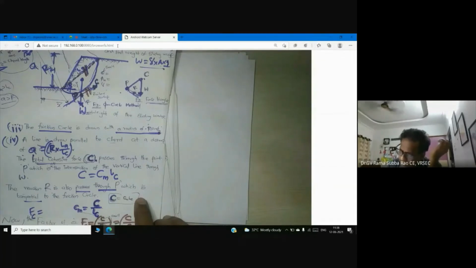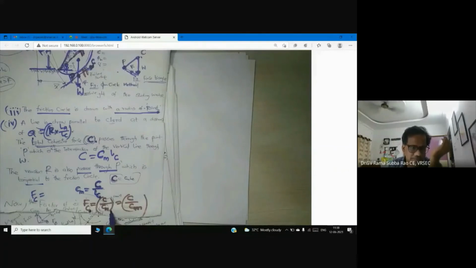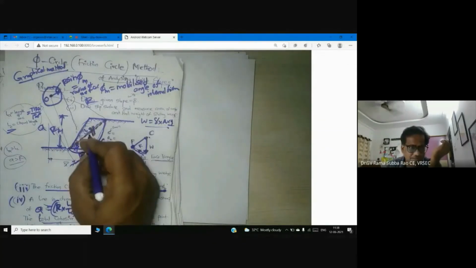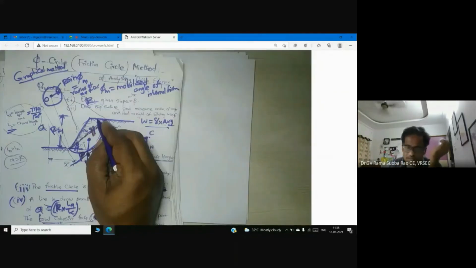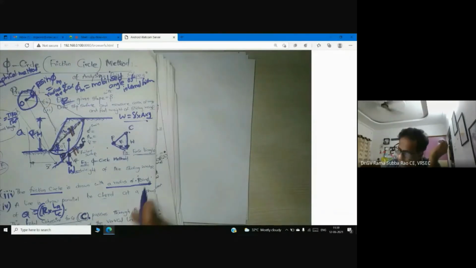mobilized cohesion. So this time I am trying to explain how to determine mobilized cohesion. Cm is equal to C by LC. What is LC? LC means the length of the chord, the dotted line in this figure. So here you see, this is the force triangle. We can see three forces here. This is the cohesive force, which I would like to write as Cm into LC.